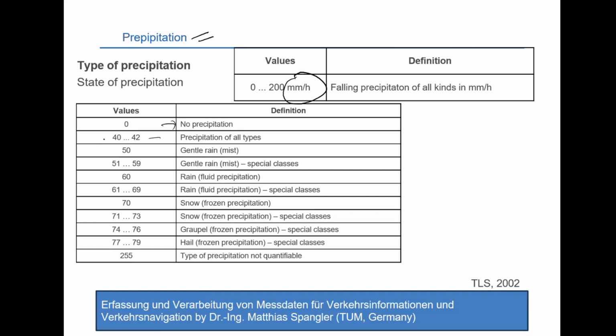If it's up to 42, that means 42 millimeters per hour, so we actually consider it just normal precipitation. And then if it reaches 50, then it reaches mist condition. If it's below 60, then we have special condition. If it's above 60, then we have fluid kind of precipitation. If it's above 70, then we have completely frozen condition. If it's above 73 or 76, then we have completely extreme frozen condition.